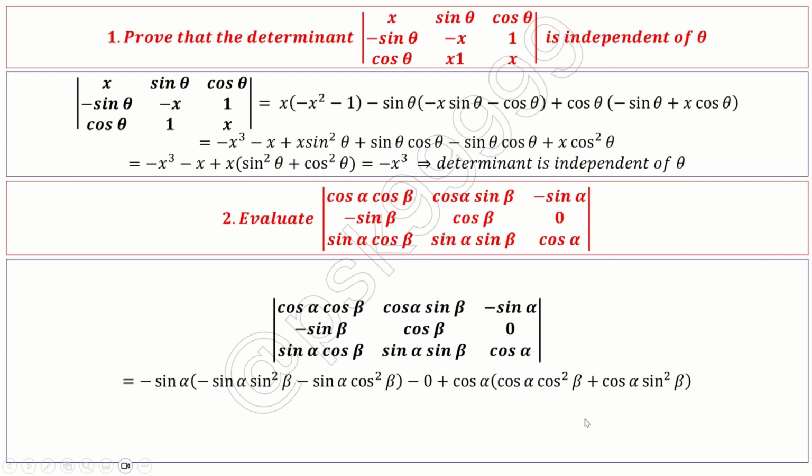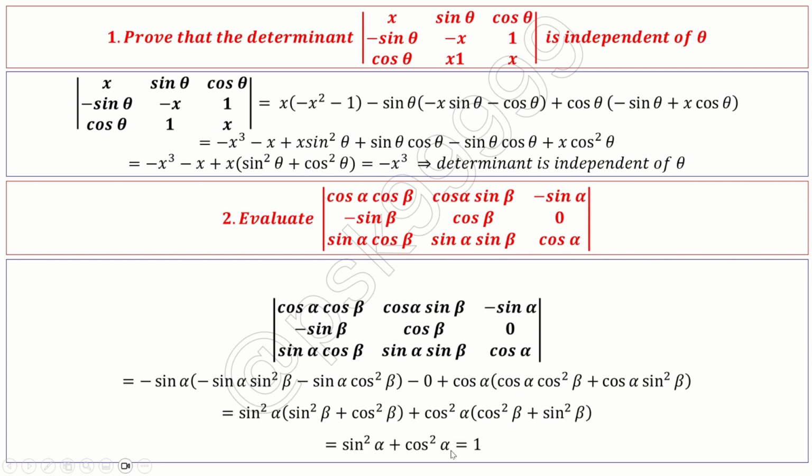Now it is all about simplification. Take the similar terms out. If I take sine alpha out, minus into minus is plus. So sine square alpha is outside and inside is sine square beta plus cos square beta, which is 1. And from here also, if I take cos alpha out, it will become cos square alpha into cos square beta plus sine square beta, which is 1. So I am left with sine square alpha plus cos square alpha, which is 1. So the determinant is 1.